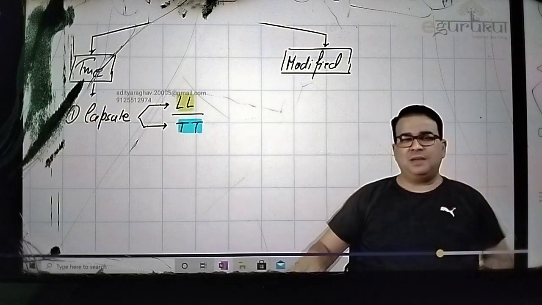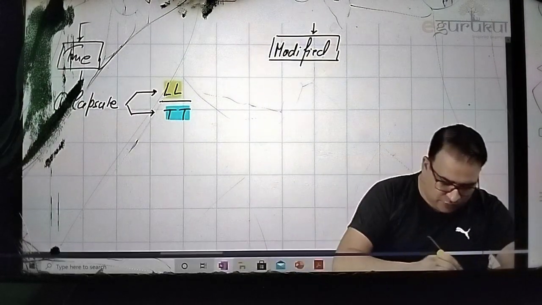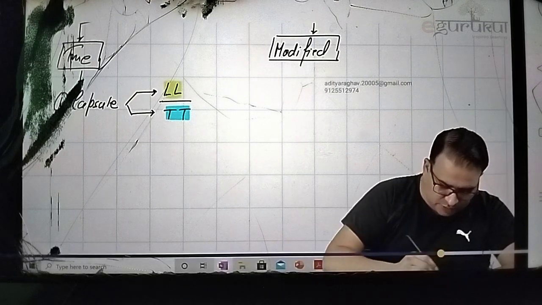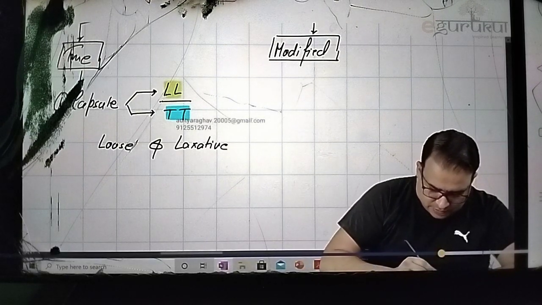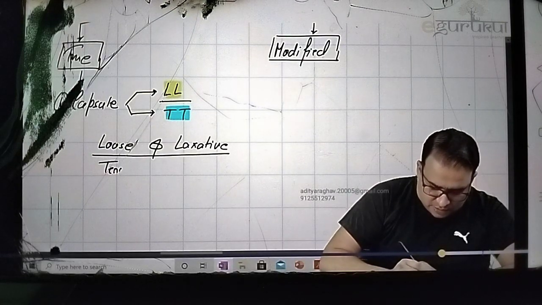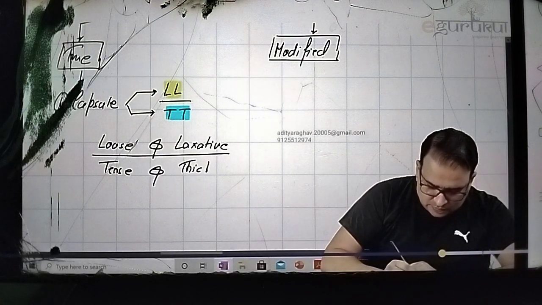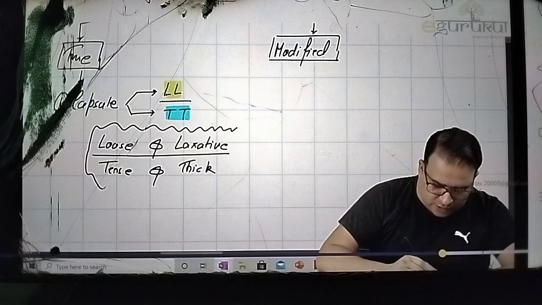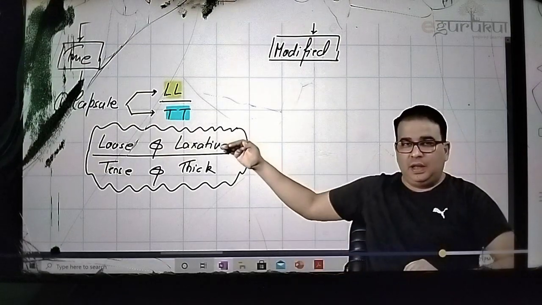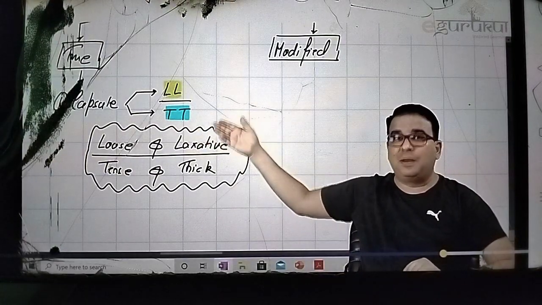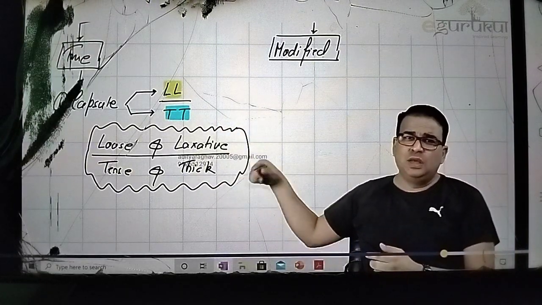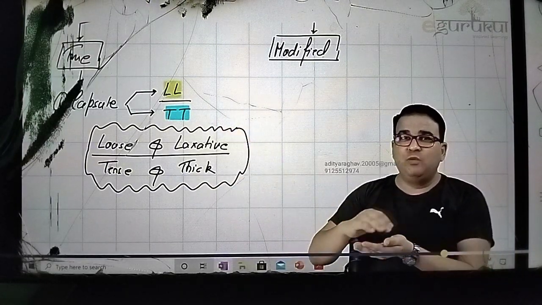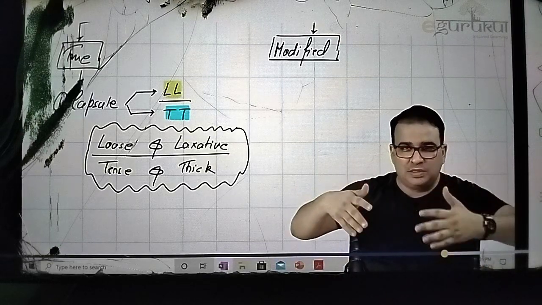LL by TT. Now what is this LL by TT representing? LL stands for loose and laxative, and then TT, tense and thick. This is the property of the capsule of TMJ. The capsule is loose and laxative in the upper part, and tense and thick in the lower part, which makes sense, because the upper joint cavity is allowing the sliding and gliding movement, so the upper capsule should be loose to allow those movements.